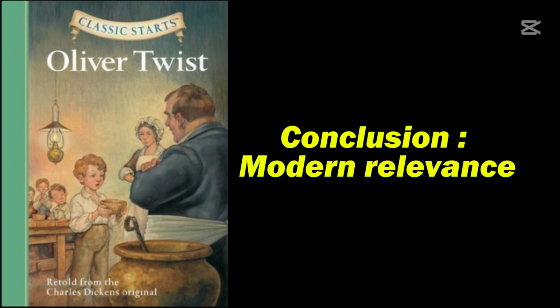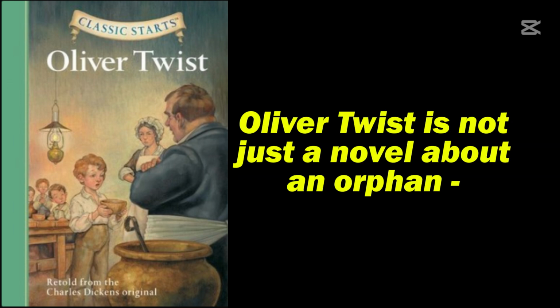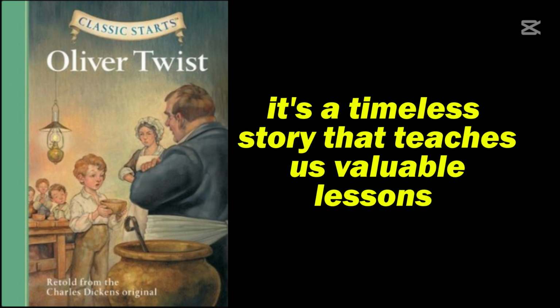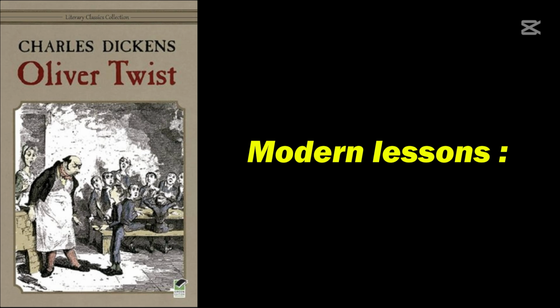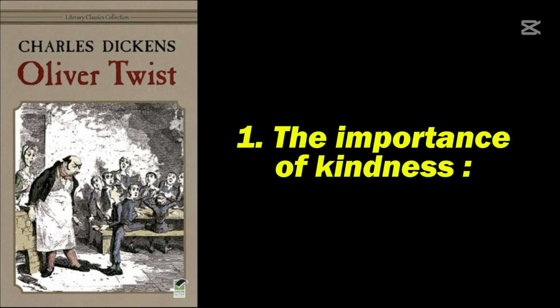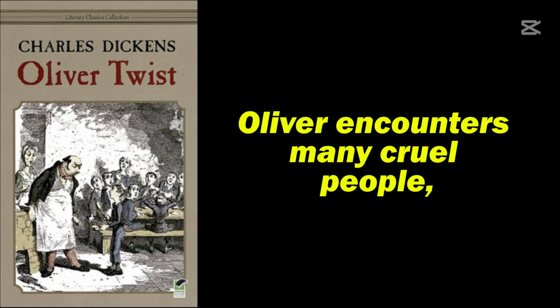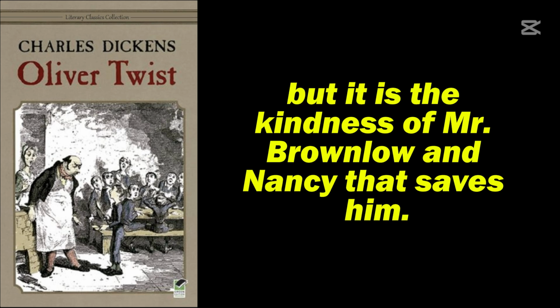Conclusion: modern relevance. Oliver Twist is not just a novel about an orphan, it's a timeless story that teaches us valuable lessons about justice, kindness, and resilience. Modern lessons. 1. The importance of kindness. Oliver encounters many cruel people, but it is the kindness of Mr. Brownlow and Nancy that saves him.